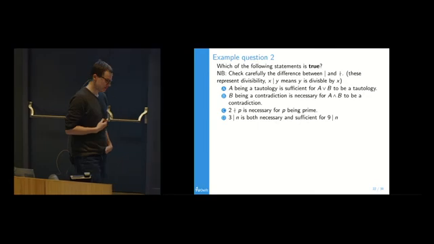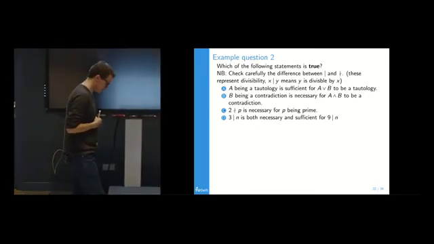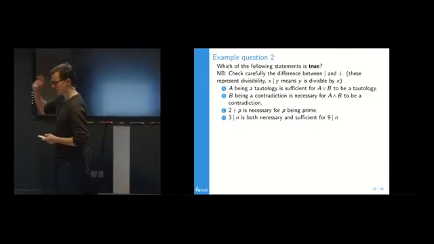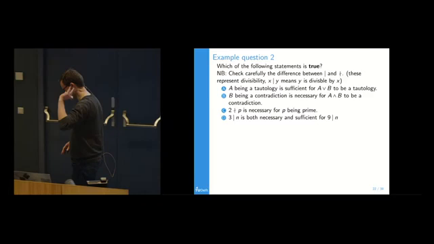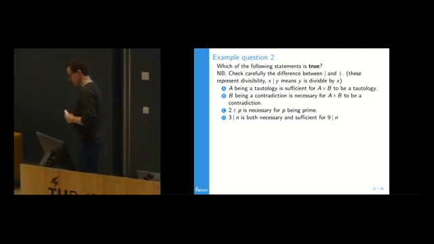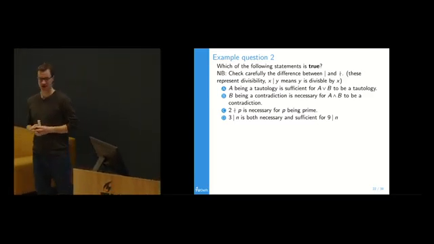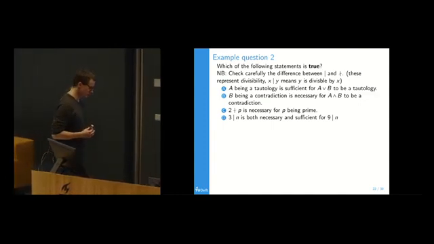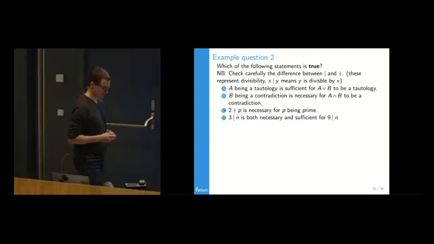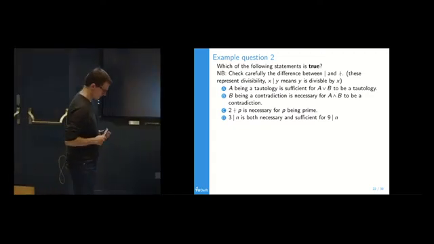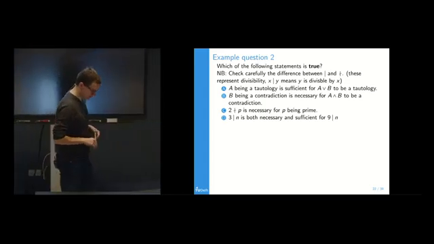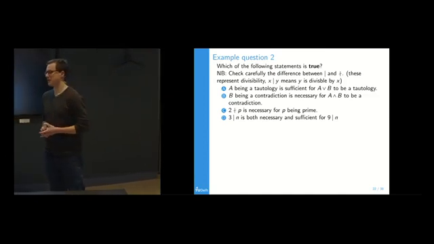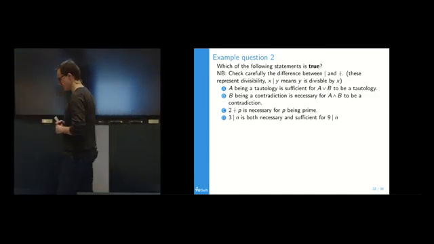So in a question like this, you may have already recognized the terms tautology and contradiction. Remember, tautology, something that's always true. Contradiction, something that's always false. Sufficient means a specific type of implication. P is sufficient for Q is the same as saying P implies Q. And P is necessary for Q is the same as saying Q implies P. But again, these are things that are explained in more detail in the book.